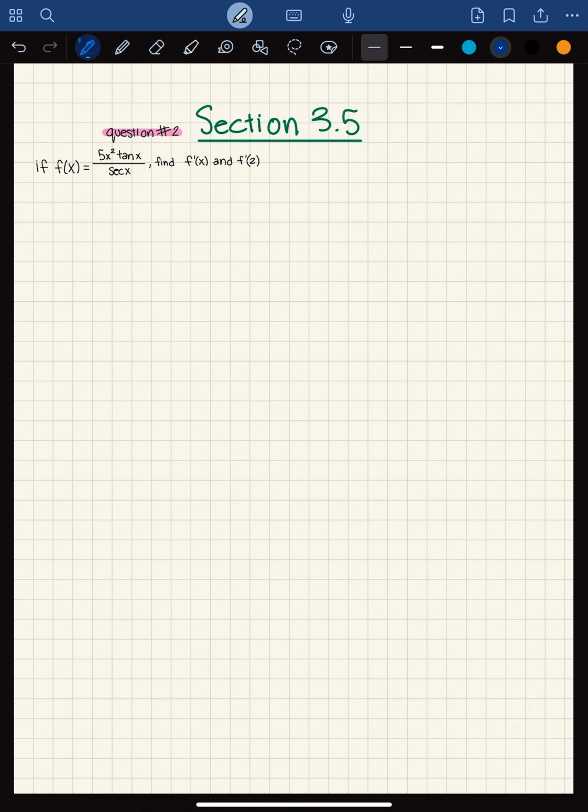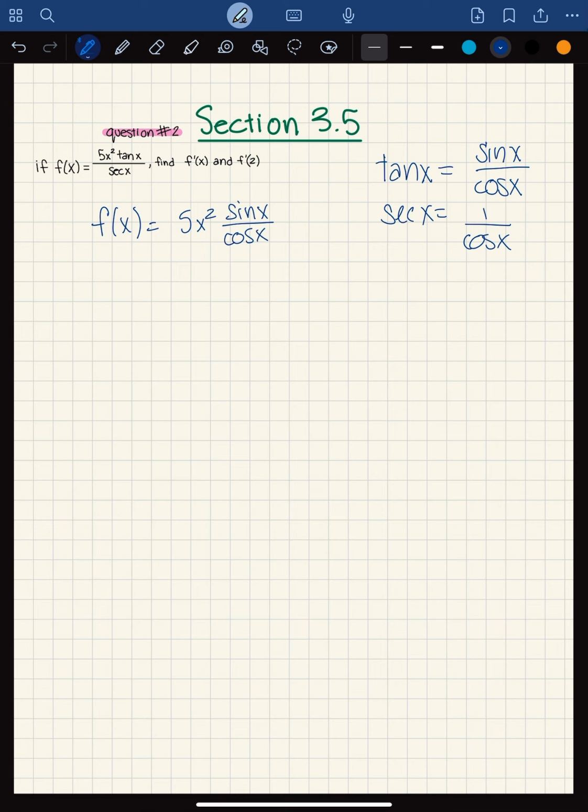Tangent x can be rewritten as sine x over cosine x, and secant x is equivalent to 1 over cosine x. So now we can rewrite it and it'll be easier. So 5x squared times sine x over cosine x divided by 1 over cosine x.